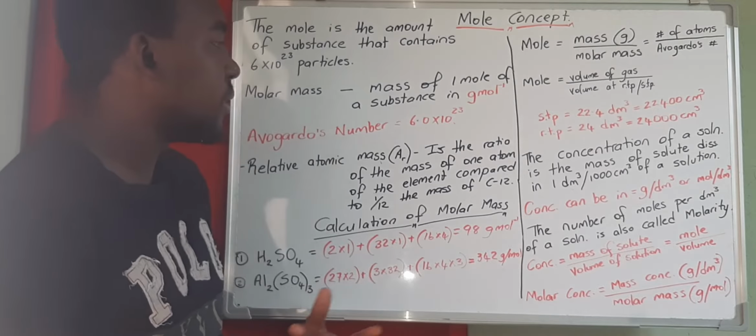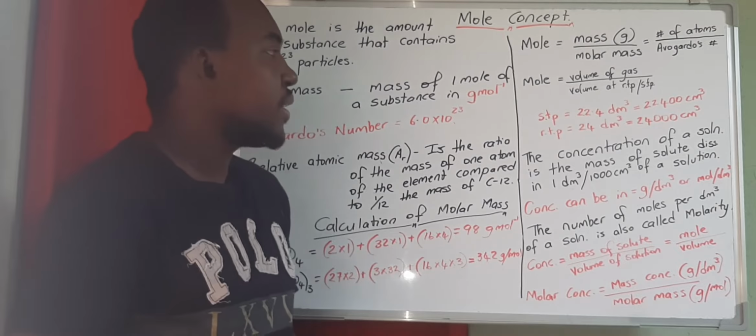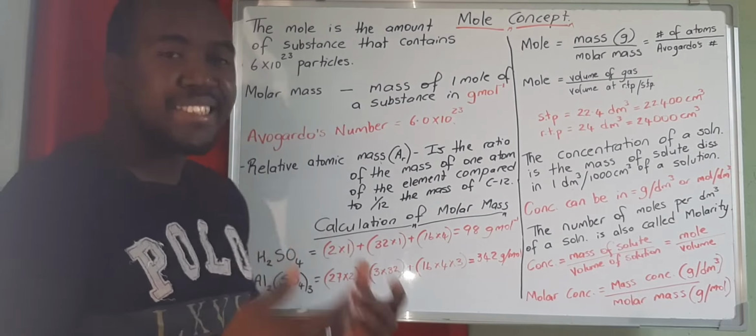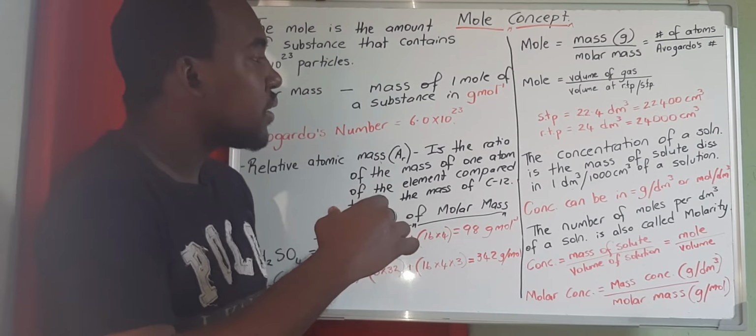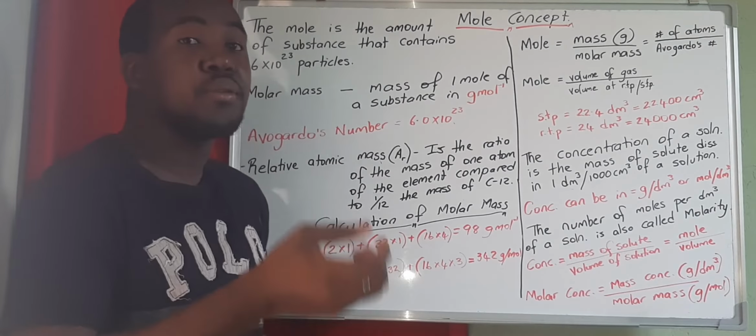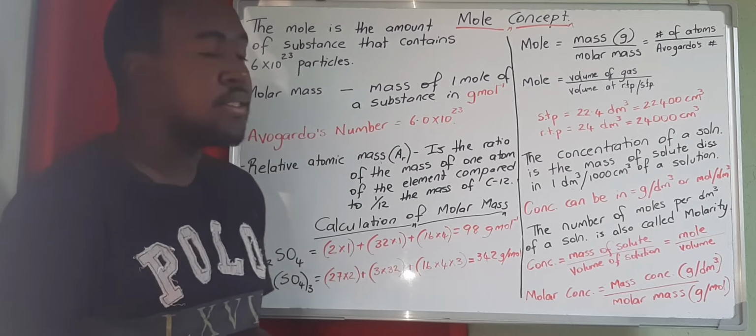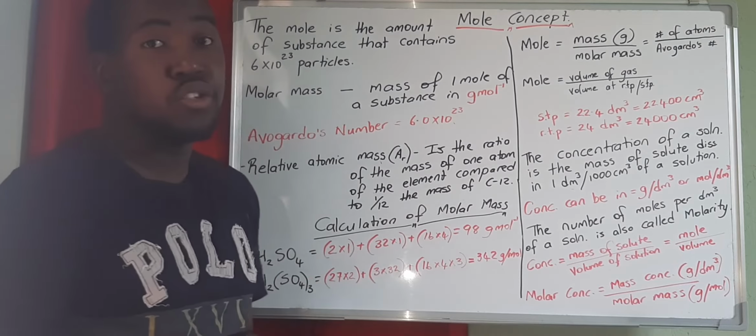Now, the concentration of any solution is the mass of the solute dissolved in 1 dm3 or 1000 cm3 of a solution. So when you talk about the concentration of solutions, it's basically saying how much mass of a solute is able to be dissolved in 1 dm3 of a solution.